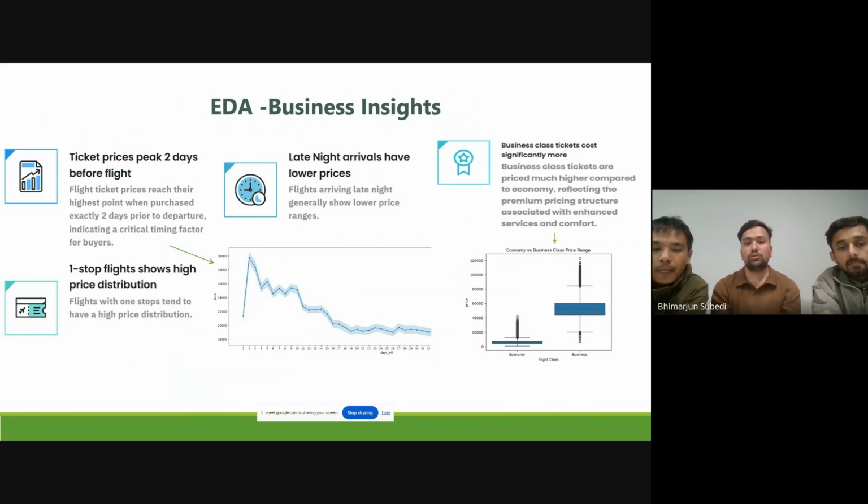We also compared business class tickets versus economy class tickets, and found that business class tickets were really high. Another finding was on one-stop flights: flights which have only one stop tend to have a higher price distribution.